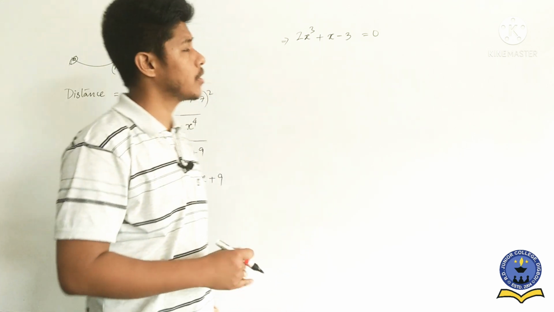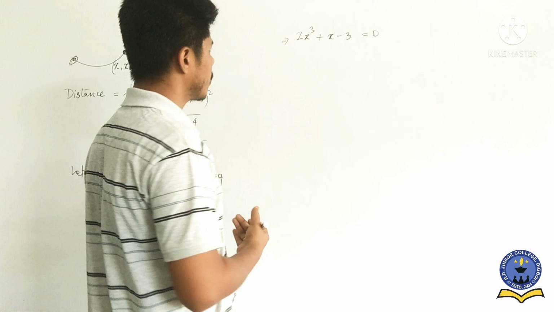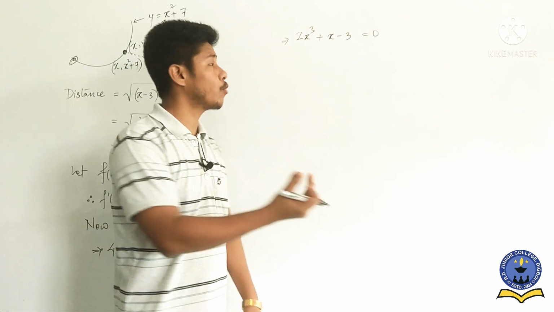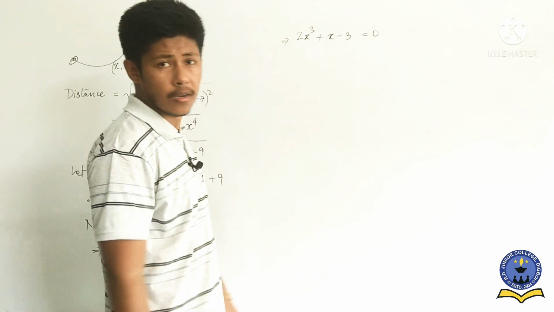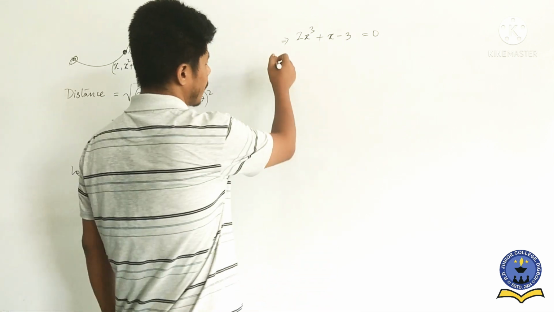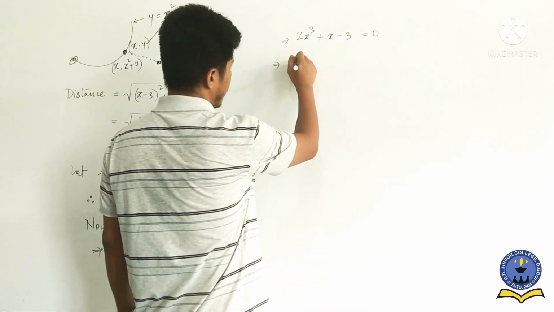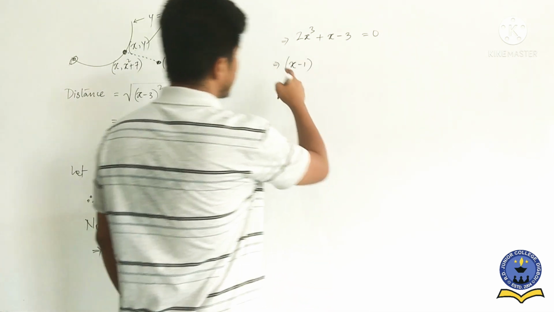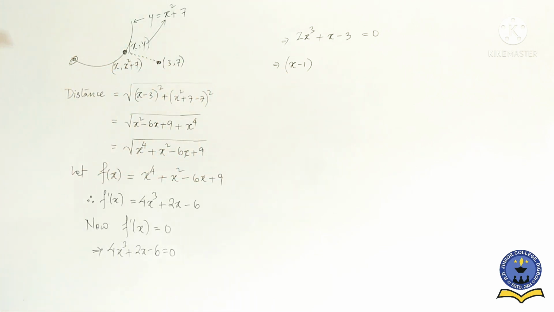x equals 1. That means if x equals 1 satisfies this condition, then x minus 1 is a factor of this given polynomial. And if we factorize this one, I write here directly, you have to divide this one. So x minus 1 is a factor, so you have to divide this result by x minus 1. Is it clear? So when we divide by x minus 1, in this case, we get what?